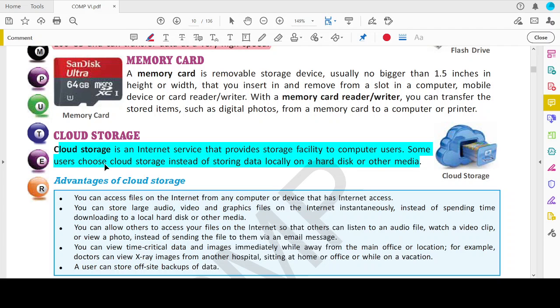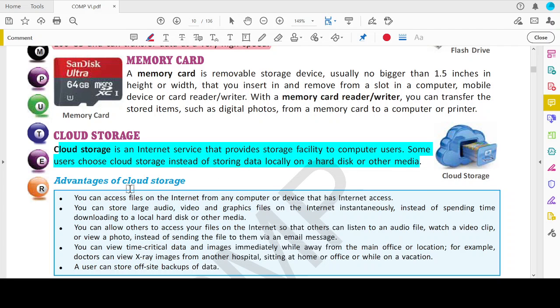Some users choose cloud storage instead of storing data locally on hard disks or other media. Why do they do so? They are smart enough. They will not carry the data with themselves. They will just log into the server and access their data from that place, wherever they go, through their smartphones or any other device that has an active internet connection.